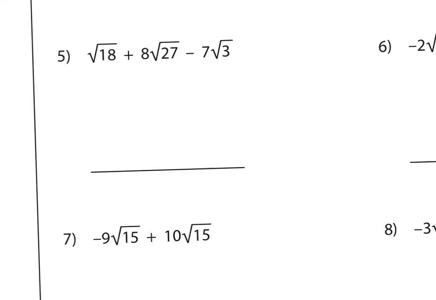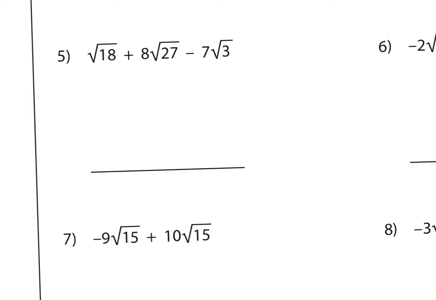All right, so for number 5, we get square root of 18 plus 8 square root of 27 minus 7 square root of 3. Again, in order to get rid of the root, we need to find a perfect square. We know that's 18, right?